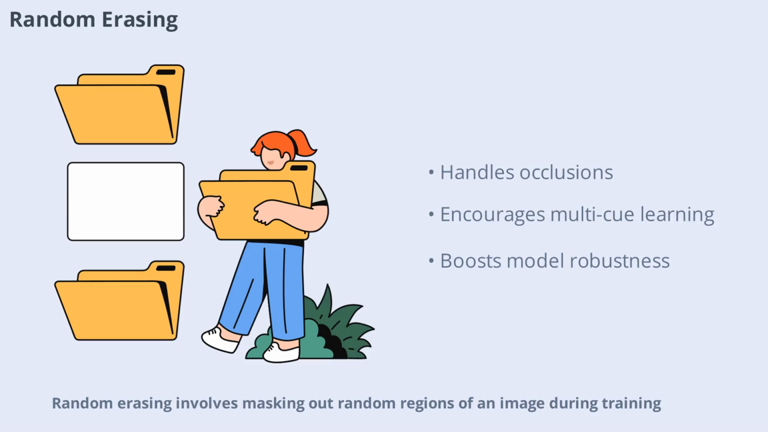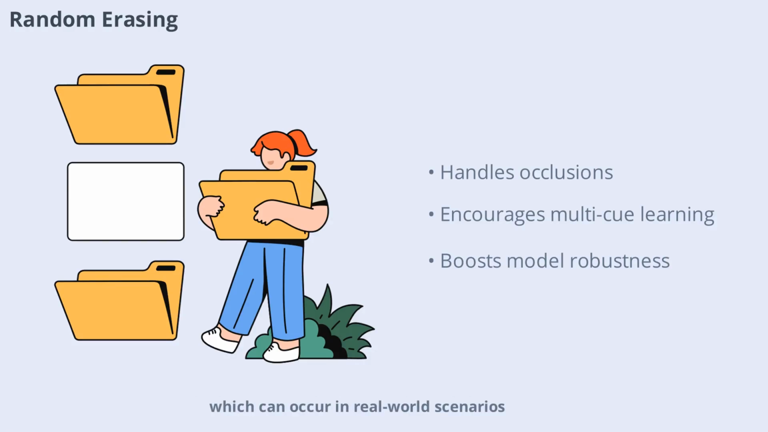Random erasing involves masking out random regions of an image during training. This forces the CNN to rely on multiple cues rather than focusing on a single part of the image. As a result, the model becomes more robust and less likely to be fooled by occlusions or missing information, which can occur in real-world scenarios.